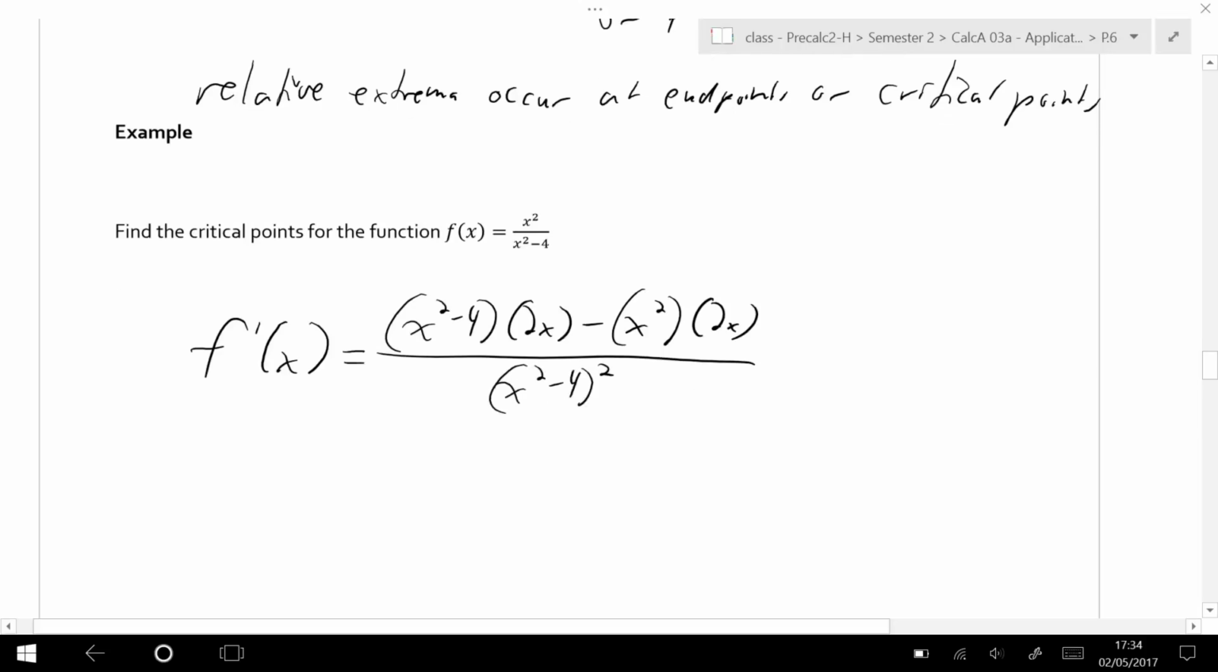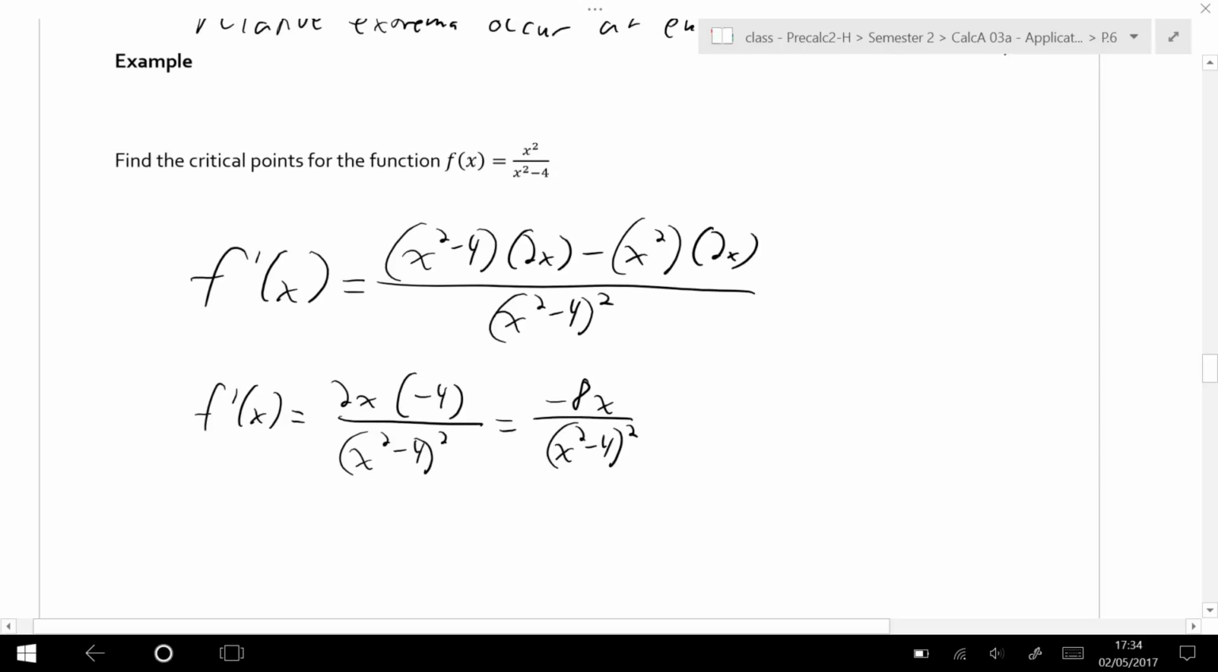I've mentioned multiple times that we are going to want to become masters of factoring. So I'm going to go f prime of x equals, I'm going to pull out a 2x. And if I pull out a 2x, I get x squared minus 4 minus x squared. So that just gives me a negative 4. And then I get x squared minus 4 squared, which is the same as negative 8x over x squared minus 4 quantity squared.